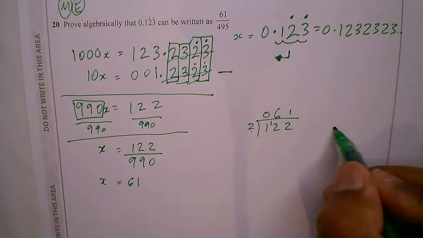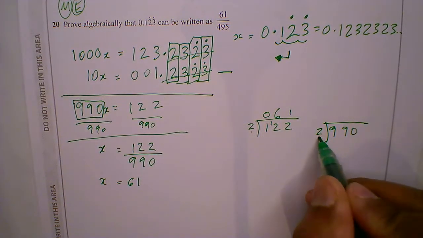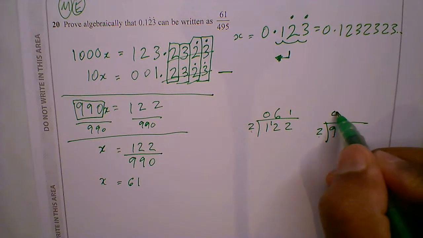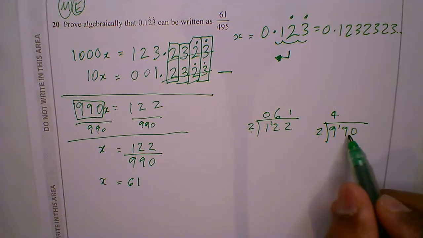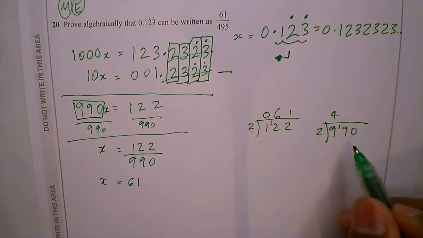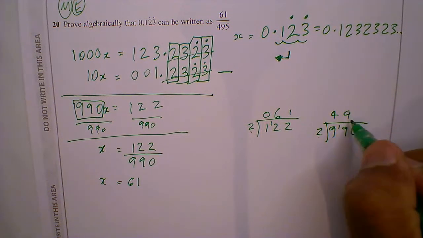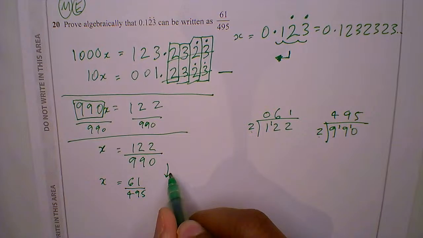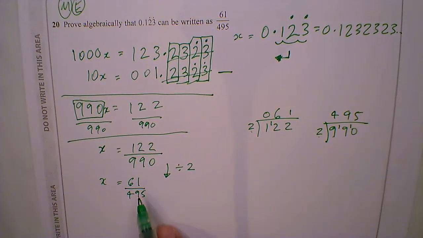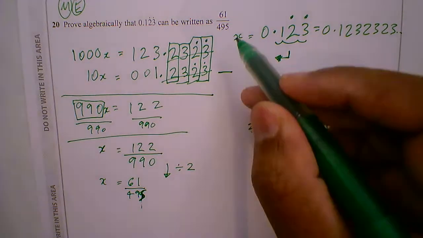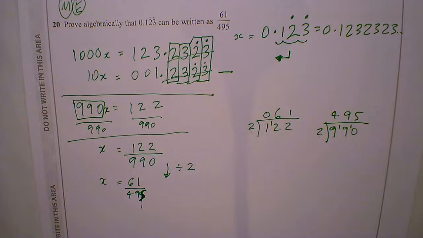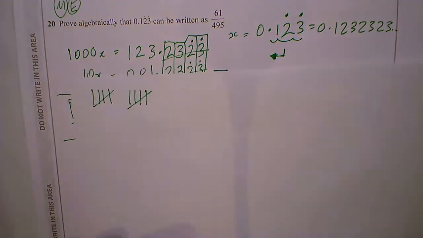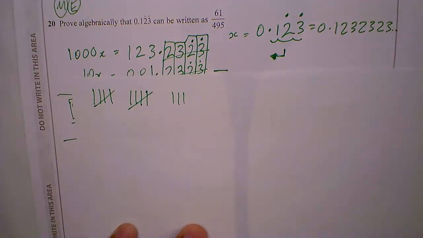And I'm going to do 990 divided by 2 as well. 2 goes into 9, 2, 4, 6, 8, 4 times, remainder 1. 2 goes into 19, 2, 4, 6, 8, 10, 12, 14, 16, 18, 9 times, remainder 1. 2 goes into 10, 5 times. 495. So I can put here, just to be clear, divide by 2. And you can see my answer, 61 over 495, is the same as what I've been asked to show. So I've done my question. So that's 3 marks banked. Let me add that to my tally before I forget. So I've banked 13 marks now.